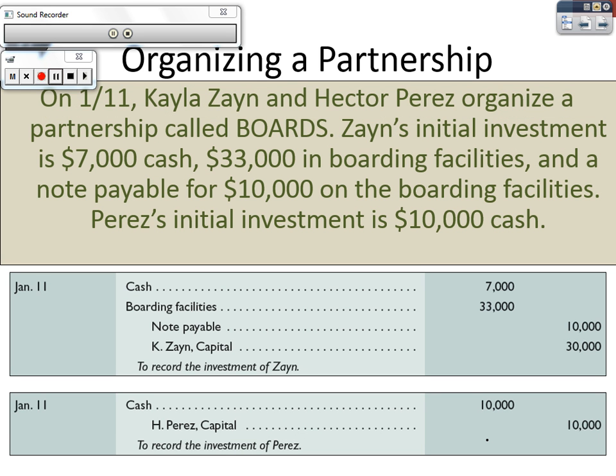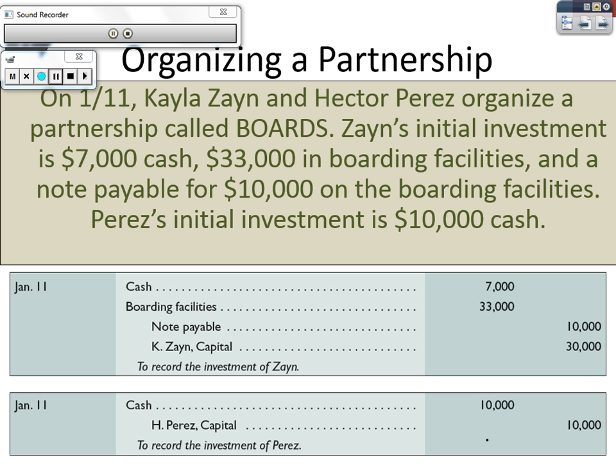Now, this is an example here. Kayla, Zan, and Hector Perez organized a partnership called Board. So we got how many people? Is that two? Well, yes. Oh, that's their full name? Okay. Yeah, two. The Boards is the company. I was looking at this, maybe I was thinking those were, oh, but okay, I get it now. Two people. Yeah, it's weird. Zan's initial investment is $7,000 cash, $33,000 in facilities, and a notes payable for $10,000. And then Perez only invested $10,000 cash.